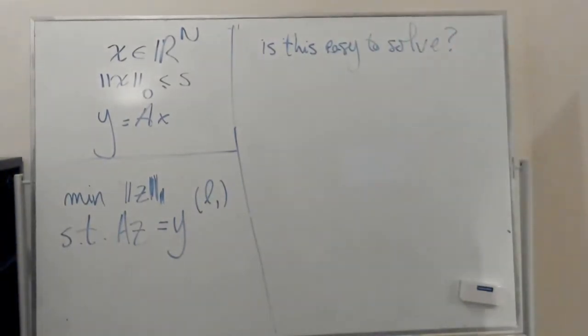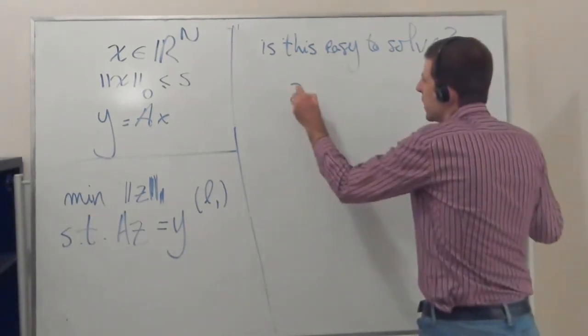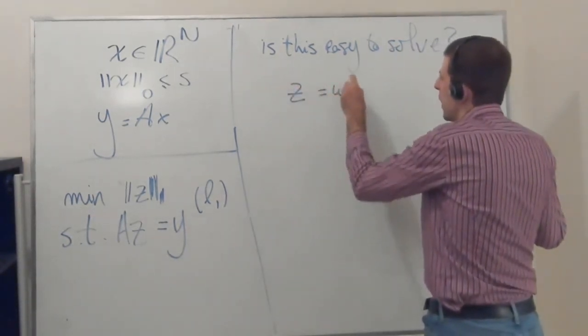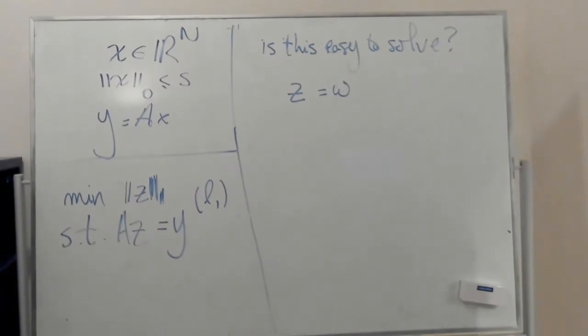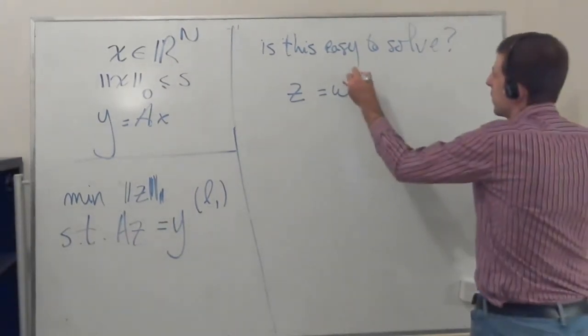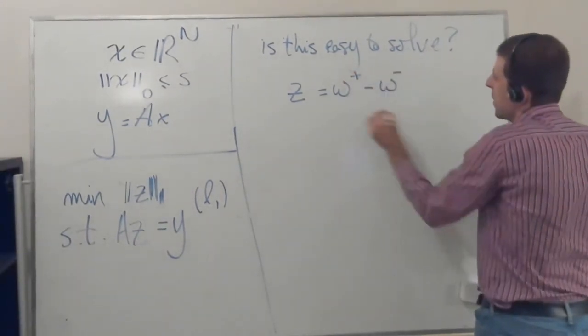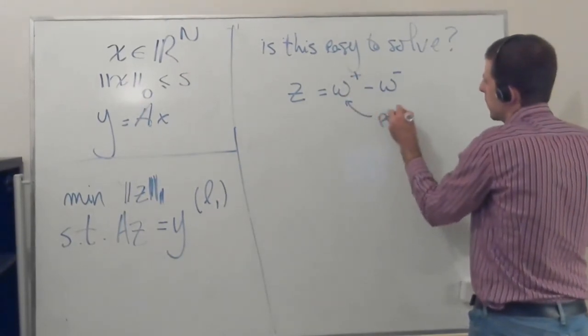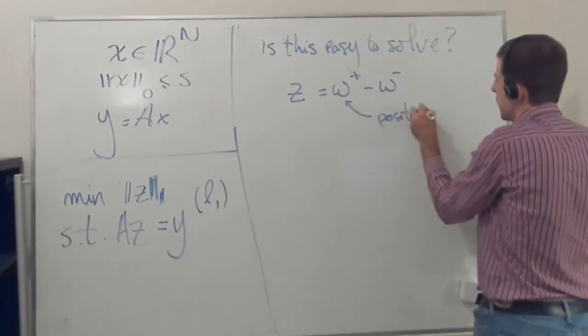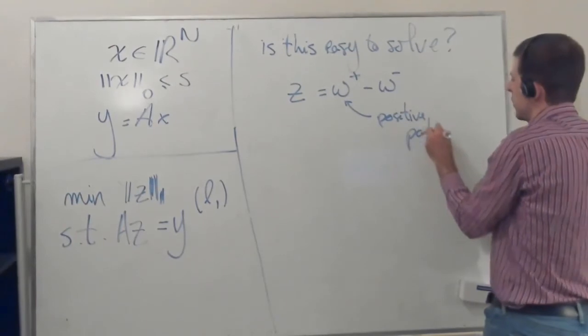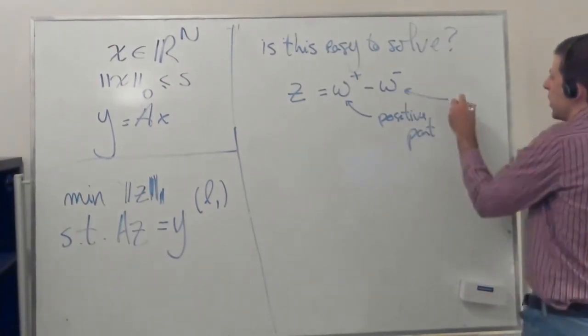Okay. And it turns out it is. In particular, this is a linear program. So how do we see that? Let's take Z and write Z as W plus minus W minus, where this is the positive part and this is the negative part.